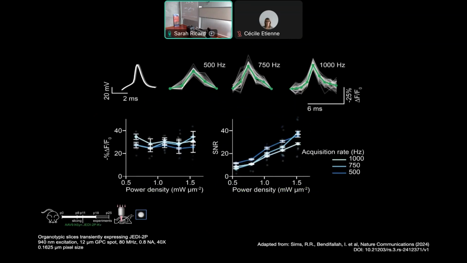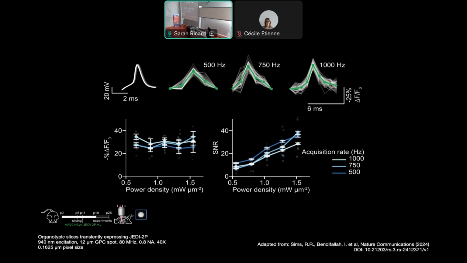And so then we performed a characterization. So we recorded these action potentials at different acquisition rates. And why that's important is that actually the cameras that we use, their field of view depends on the acquisition rate. So basically we're limited in one direction by the acquisition rate that we're using. So if we can reduce the acquisition rate, but still detect the signals that we want to be able to observe, we can maximize the field of view that we're able to achieve.